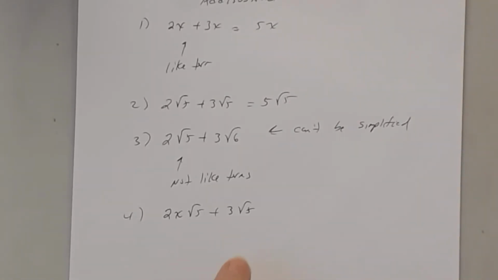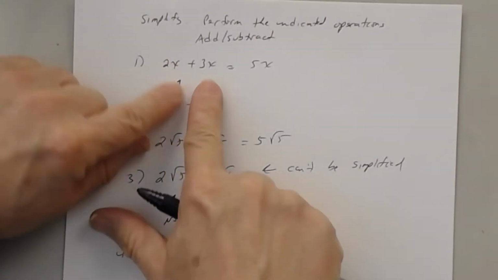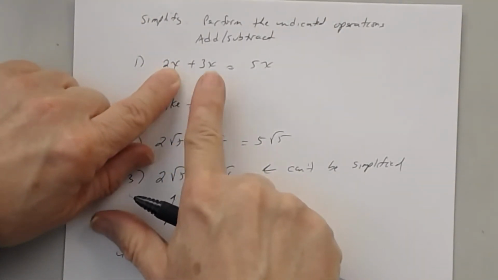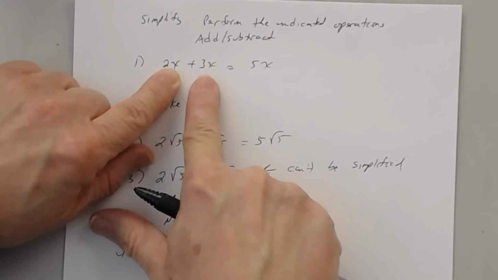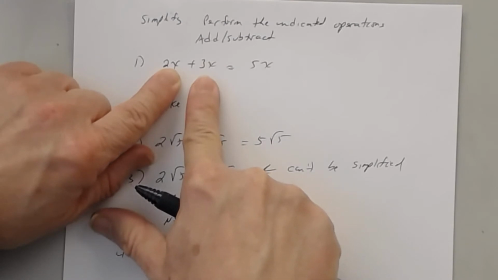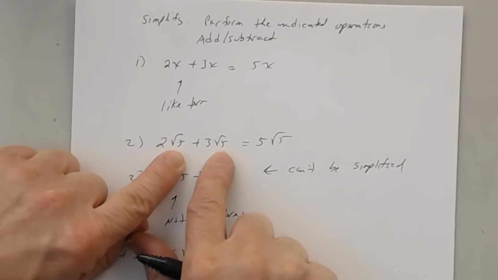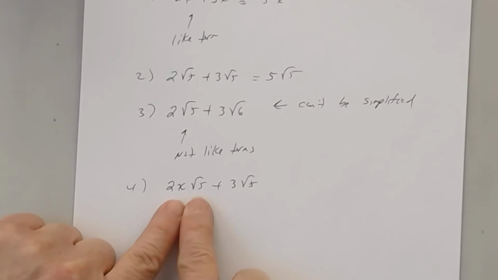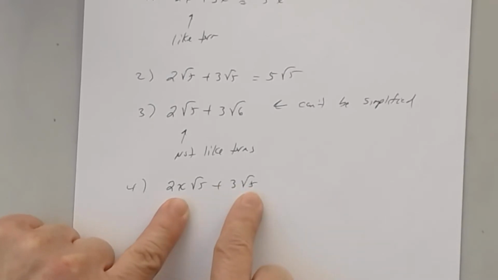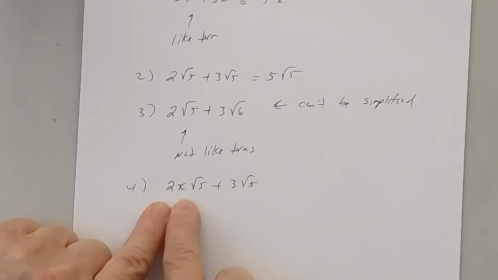So it's kind of like when we did this one had an x. In order for this one to be like terms, this has to have what also? X. Here, this has a radical 5. This also must have a what? Radical 5. This has an x, this must have an x. So are those like terms? No, they're not like terms.